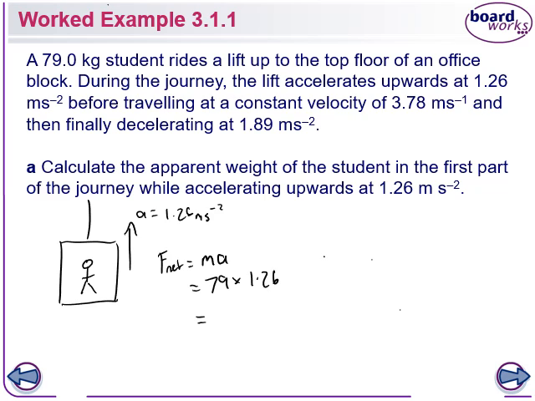I got 99.54. Really? Yeah. Oh, yep, sorry. I mixed up my 6s and my 9s. Let's try that again. 79 times 1.26. Yep, 99.54. Okay, so our net force is 99.54 newtons upwards.